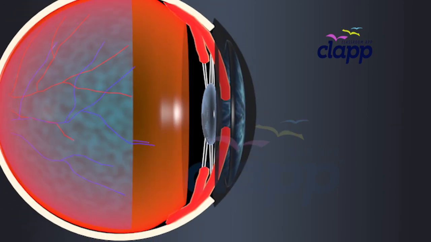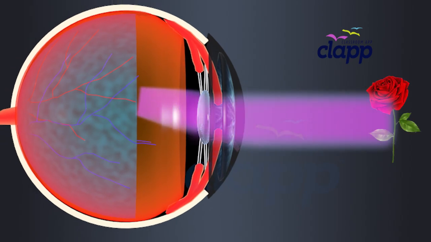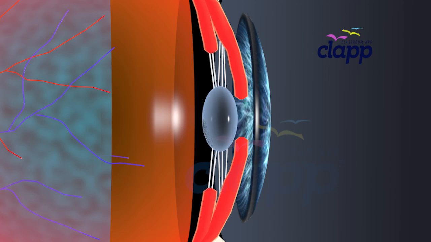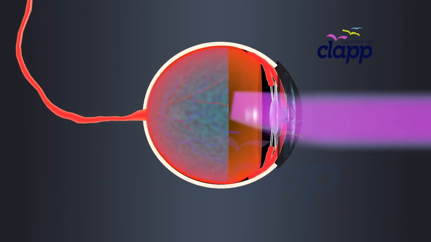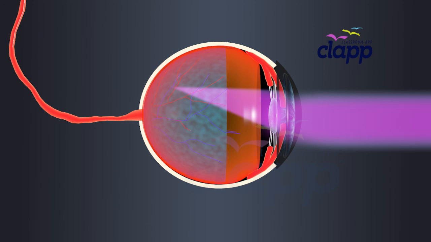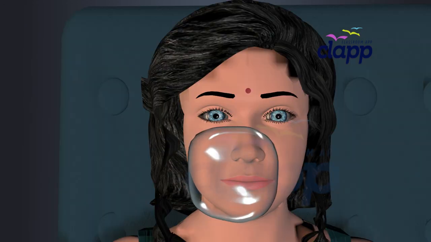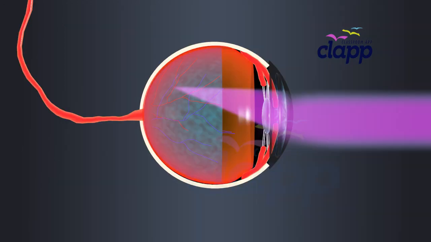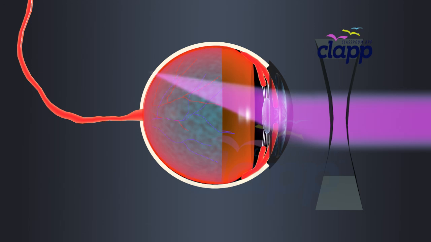In a myopic eye, the image of a distant object is formed in front of the retina, and not at the retina itself. This defect may arise due to excessive curvature of the eye lens, or elongation of the eyeball. This defect can be corrected by using a concave lens of suitable power. A concave lens of suitable power will bring the image back onto the retina and thus the defect is corrected.